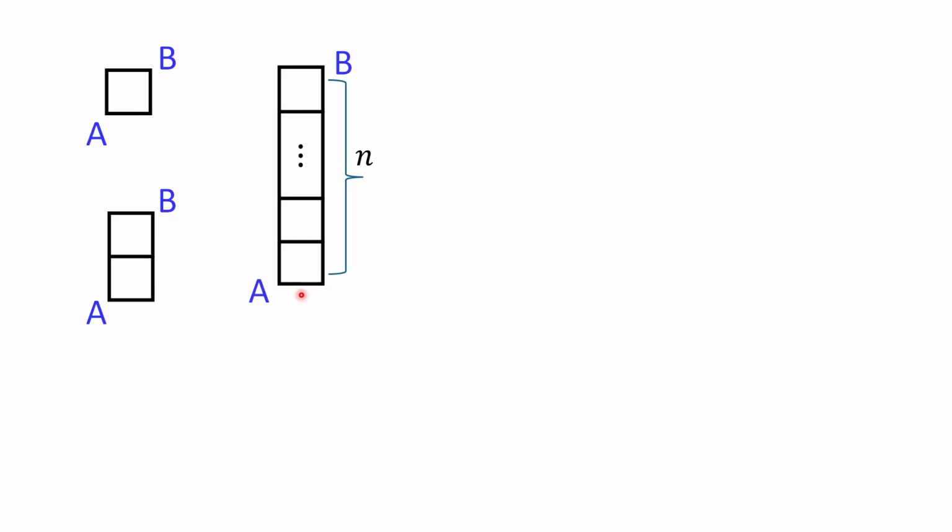And in general case, if you have 1 by n, the number of ways that you can go from A to B will be n plus 1. Okay? It doesn't matter if it is like this or if it is horizontal. Even in that case, it will be n plus 1. All right, so now let us look at the question.